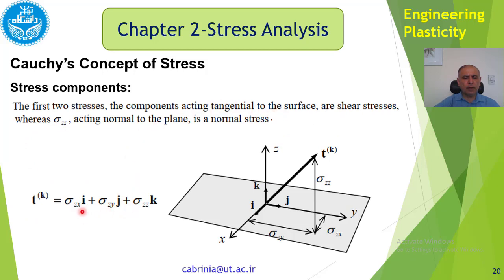So these two components, as you see, are in the xy plane, and they are the shear components. The only normal component is sigma zz. Okay, so we have two shear components and one normal component for this stress vector or traction vector.